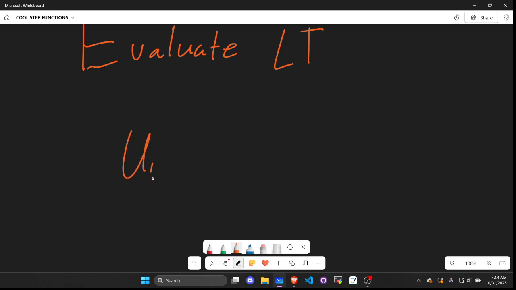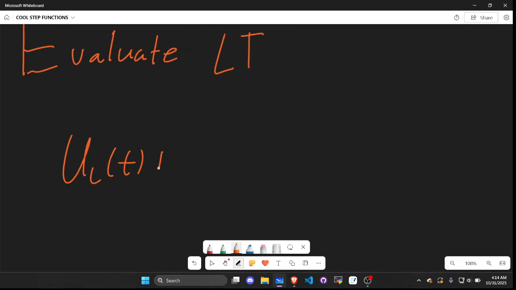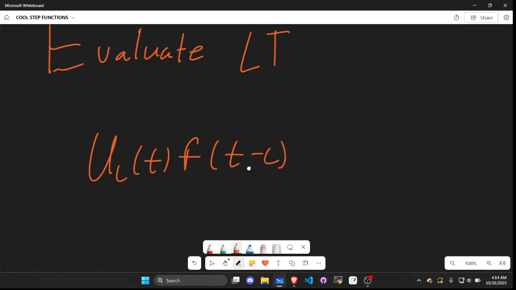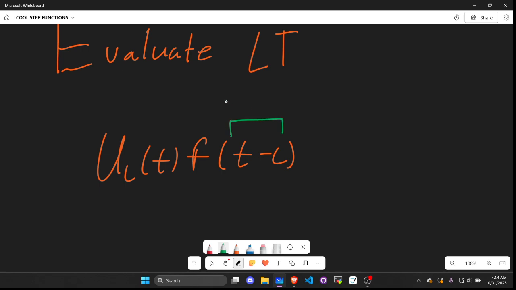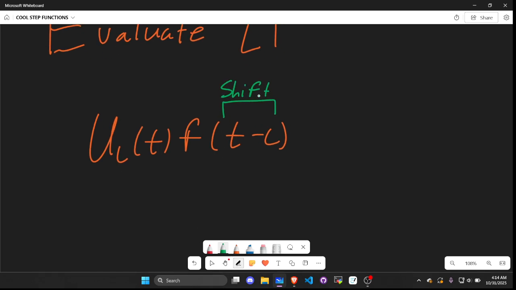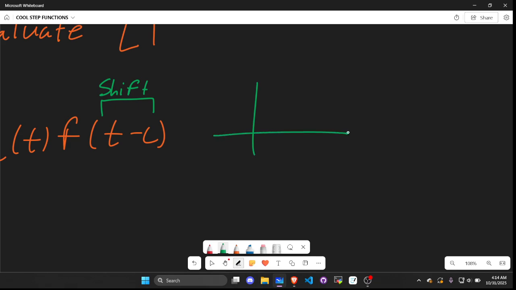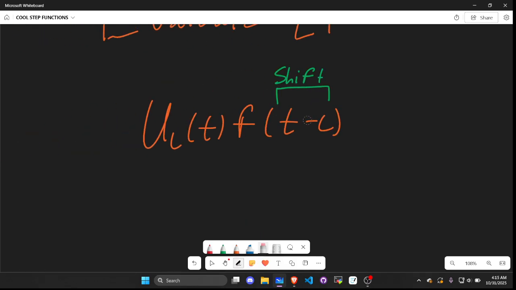So we're going to define our useful function as being uc of t times f of t minus c. And all this is, it's shifting your f of t by c. So you shift it to the right by c. So if you have, I don't know, a sine function, and you have a c here and you want to start your function from here rather than starting in the middle, like if it actually goes like this, right? You don't want it to start from up here and continue. You want it to start from the beginning, from its initial value. So yeah, that's what the shift is for.